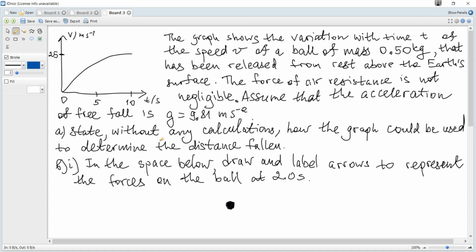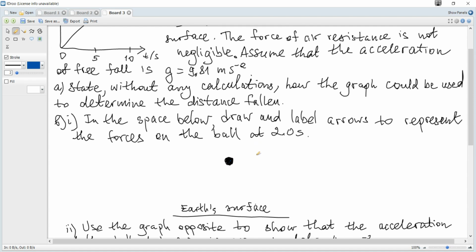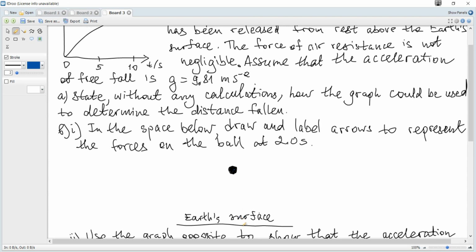The next question. In the space below, draw and label arrows to represent the forces on the ball at 2 seconds. There are two forces on the ball. The gravitational force or weight, or just mg, but not gravity, downwards, and the force of air resistance upwards because it opposes motion. But what about the lengths of given arrows, because they represent the magnitudes of forces?